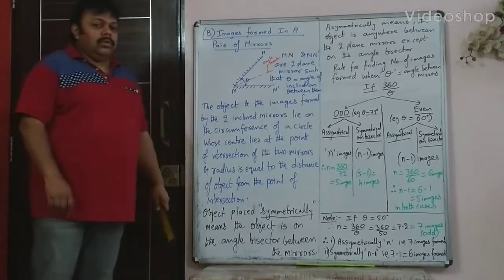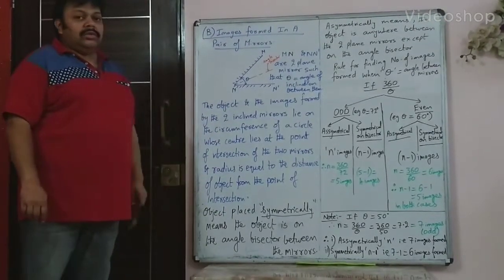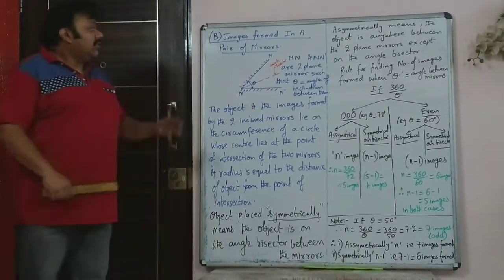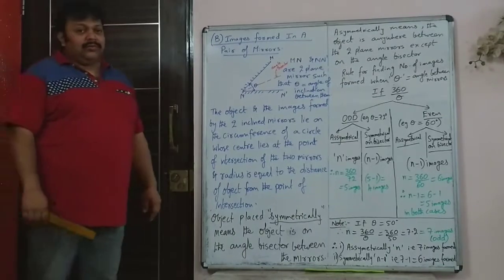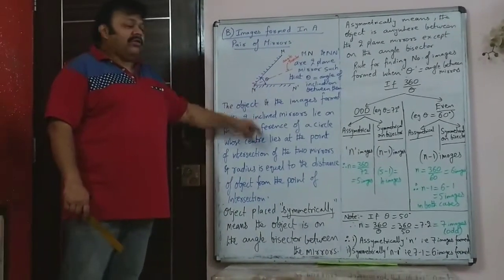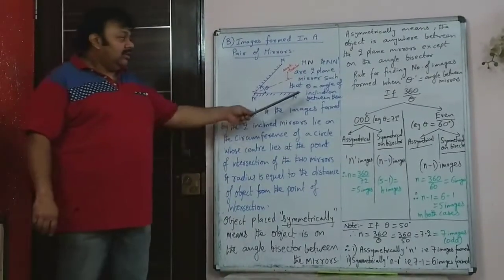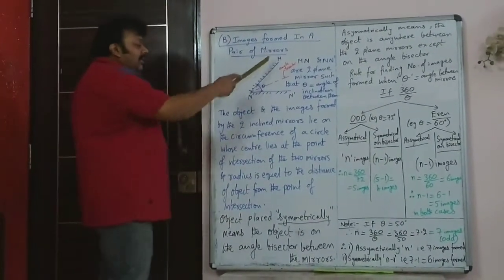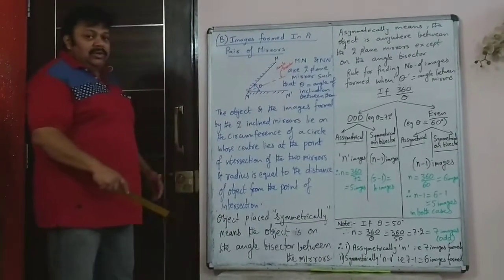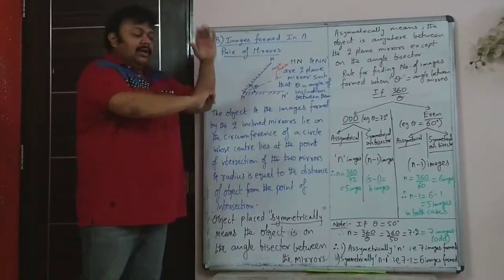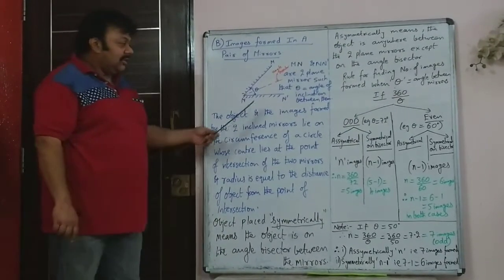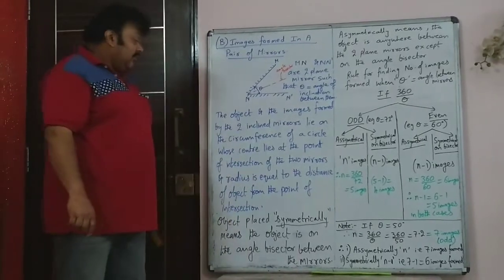Hello students, now we continue with plane mirrors and we go to the B part where we see how many images will be formed when two plane mirrors are kept inclined to each other at a particular angle theta. So here you have MN and NN dash, two different plane mirrors, and they are kept like this at an angle. So they are kept at an angle theta with respect to each other. That's the inclination between them.